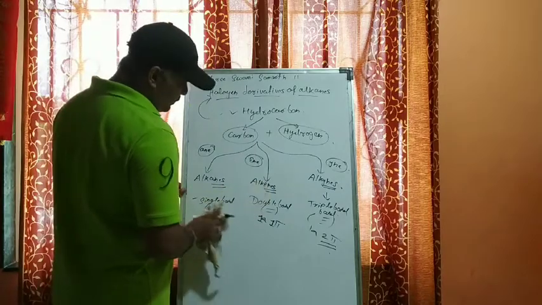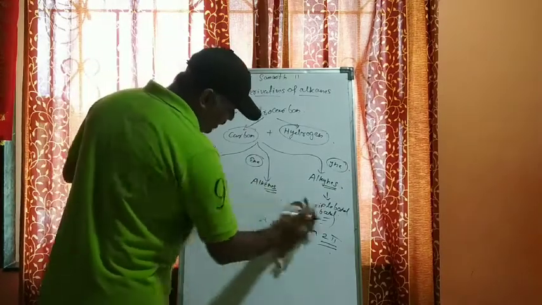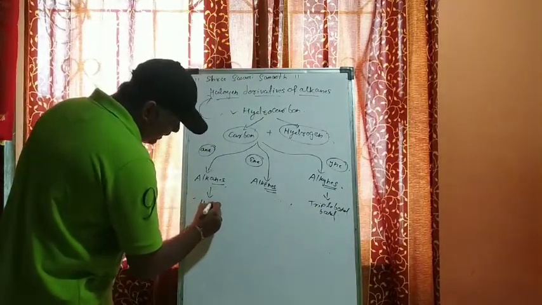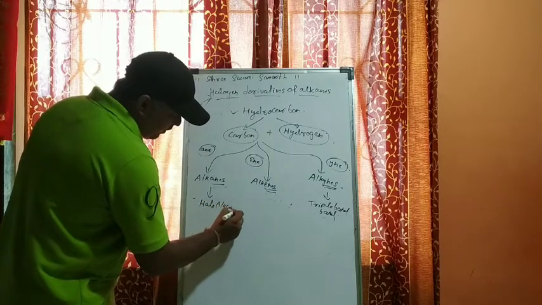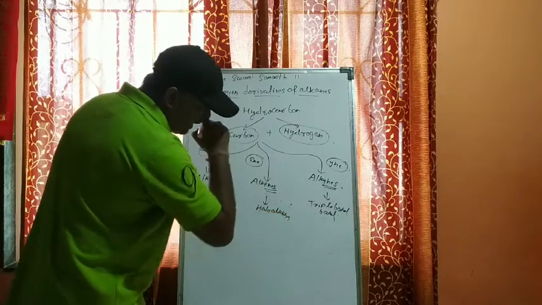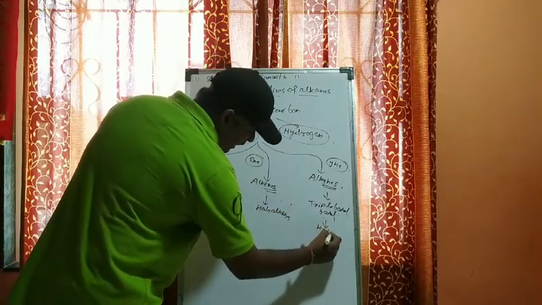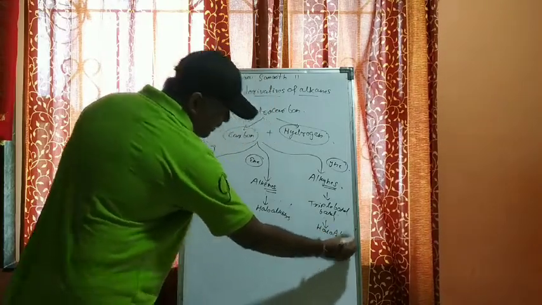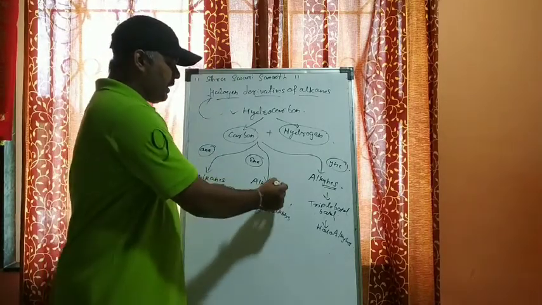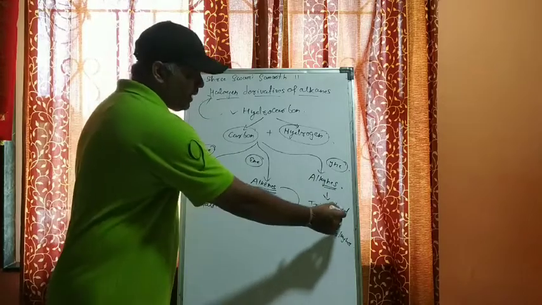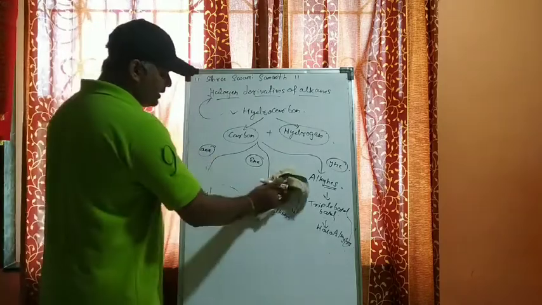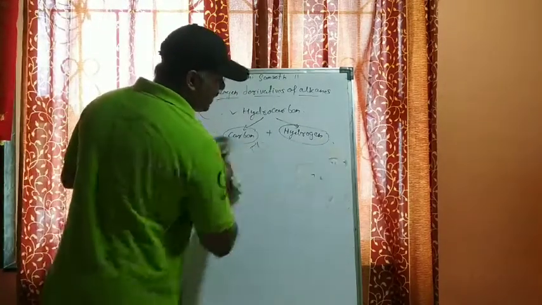Now from alkanes we can prepare the haloalkanes. From alkenes we can prepare the haloalkenes. And from alkynes we can prepare the haloalkynes. Are you understanding, my dear students? This is very simple. So let's understand what exactly haloalkanes, haloalkenes and haloalkynes are.